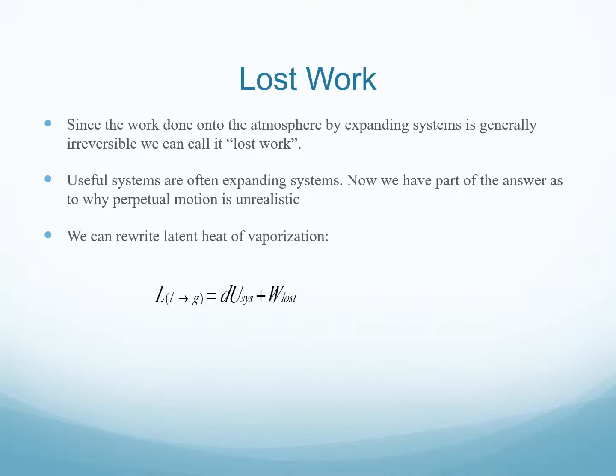So useful systems are often expanding systems. We also now have answers to why perpetual motion is unrealistic. Expanding systems being things like a car engine. You've got the gas-air mixture exploding, and that pushes the piston down in the cylinder, and that actually turns your wheels, right? So the engine is a useful system, and it's also an expanding system. So perpetual motion in terms of work is unrealistic.